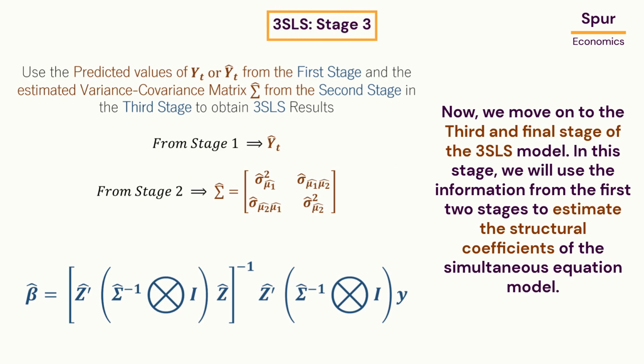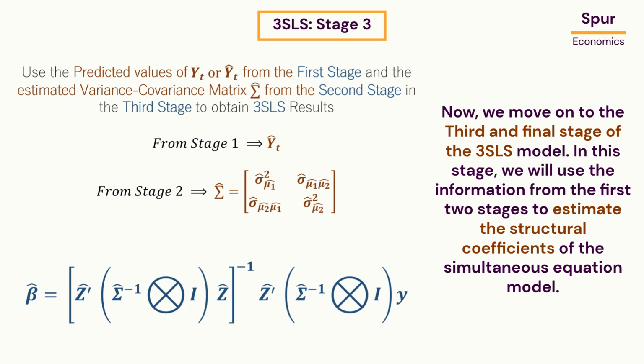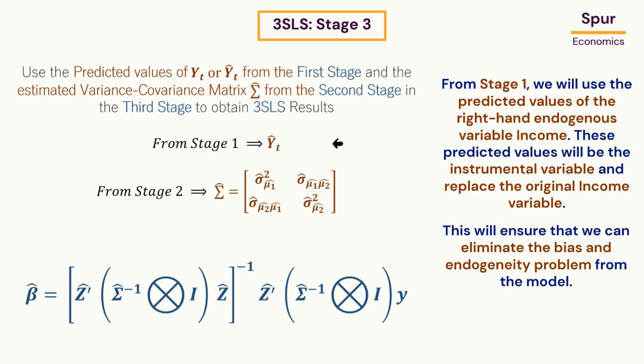Now, we move on to the third and final stage of the 3SLS model. In this stage, we will use the information from the first two stages to estimate the structural coefficients of the simultaneous equation model. From stage 1, we will use the predicted values of the right-hand endogenous variable income. These predicted values will be the instrumental variable and replace the original income variable. This will ensure that we can eliminate the bias and endogeneity problem from the model.